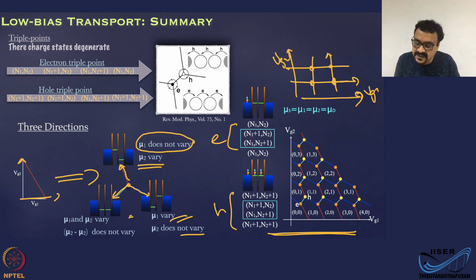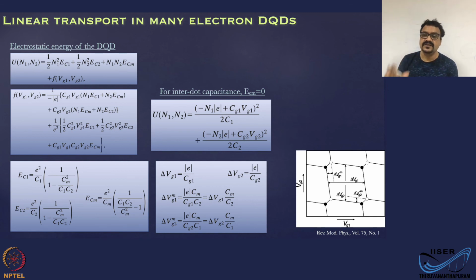And this is how the charging diagram is going to look when you have the source drain bias very close to zero or almost zero. Okay, now just very quickly look at the equations or parameters that you can get from the stability diagram.